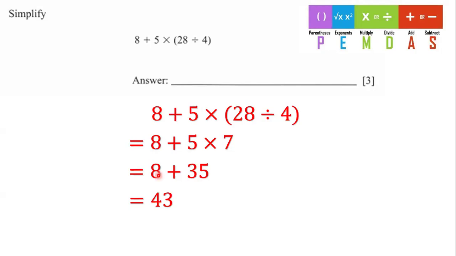All right, so the answer here is going to be 43. All right, good. Any questions on this? Let me know. No, sir. No? Okay.